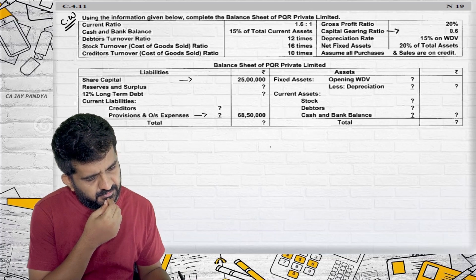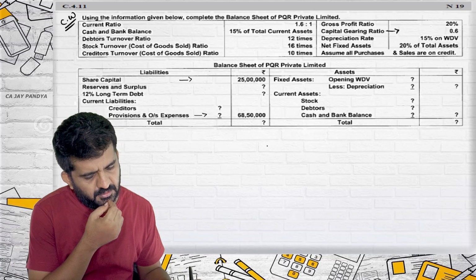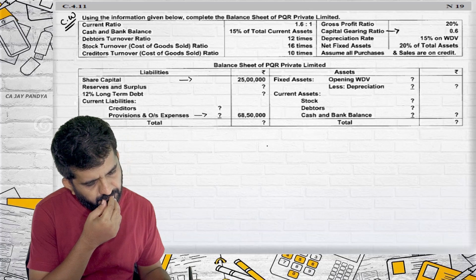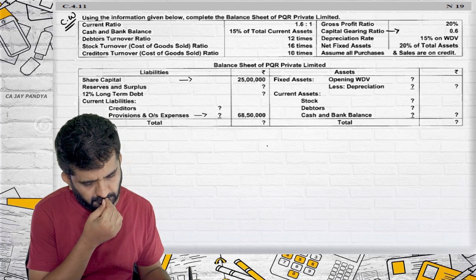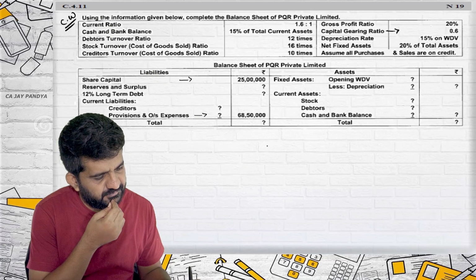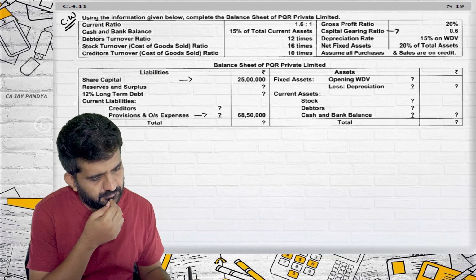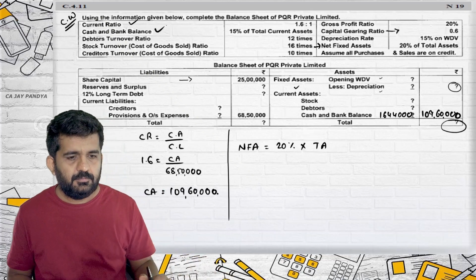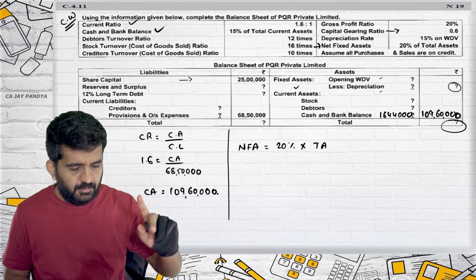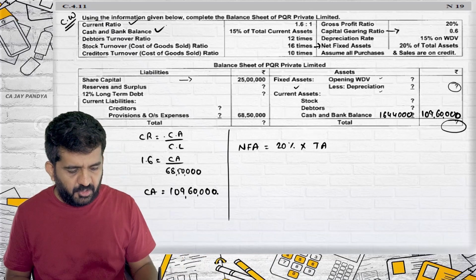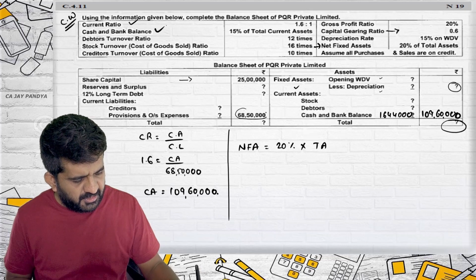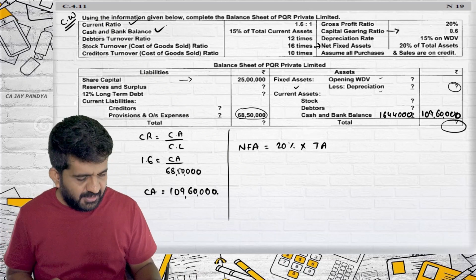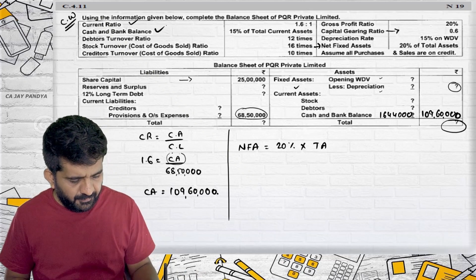Cash and bank balance is given, stock turnover ratio is given, COGS. You need to find out the sales from somewhere. How have we found out? Try to concentrate. Current ratio, this figure given was of current liability. So we found out current ratio is equal to current asset divided by current liability. We got the answer of current asset.